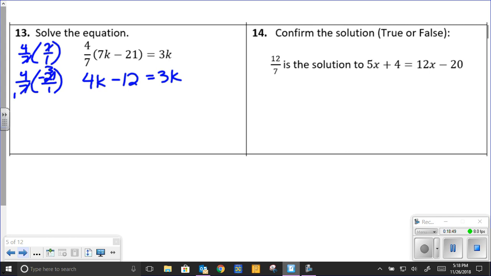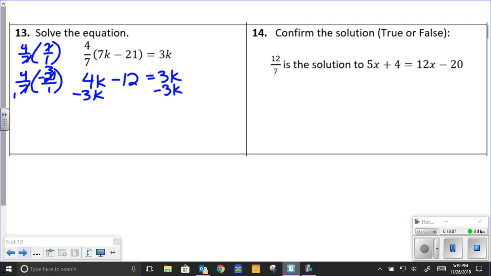All right, now this part's a little tricky. I still like to move all of my variables over to the left. And if you didn't, you could move the 4k to the right, and then it'll be just a little bit different problem. But I'm going to get rid of my 3k, because this might happen in some other problem you might do if you chose to do it this way.